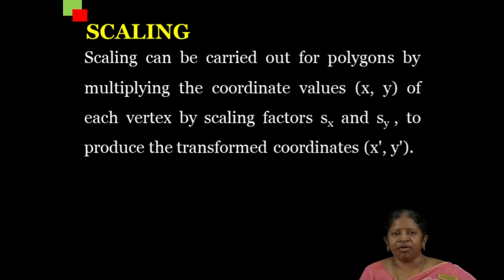So, if we have a polygon with 5 sides, to all the 5 endpoints or the vertices, we will be applying the scaling factors, and this will lead to an increase or decrease in the size of the object.